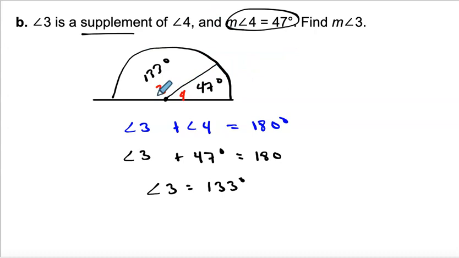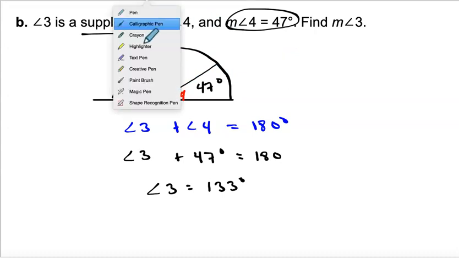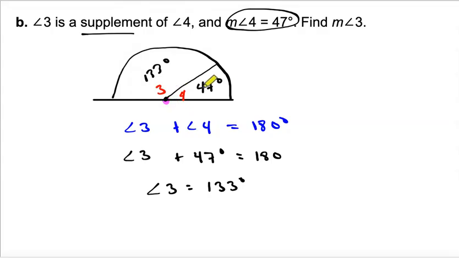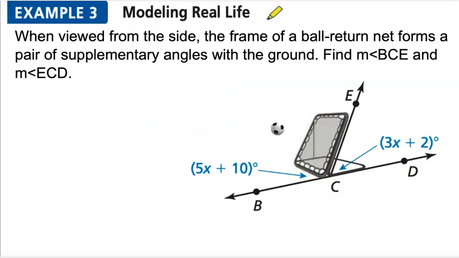And again, angle 3 and angle 4 share a common vertex here. Angle 3 is coming this way, angle 4 is coming this way. Those are also adjacent, so they are adjacent and supplementary. Alright, next example, example 3.